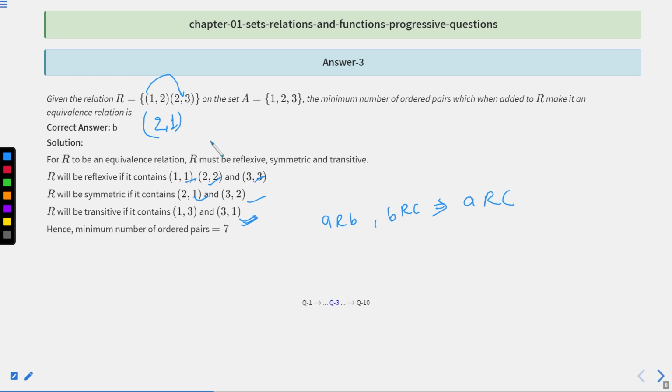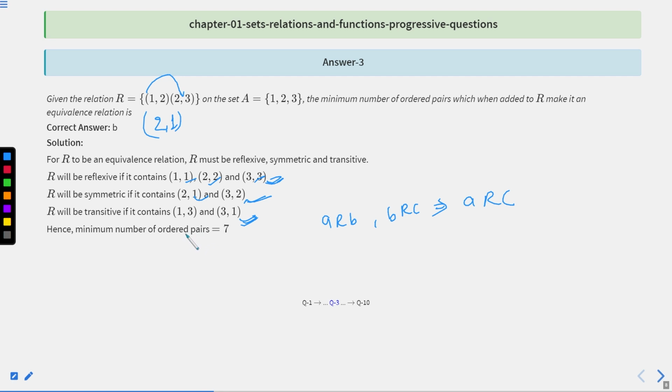Because (2, 3) is present, (3, 2) is present, so (2, 2) is present, and (2, 2) is already present, right? (1, 2) is present, (2, 1) is present, (1, 1) is already present, right? Now (3, 3) is present and (3, 2) is present, right? So (3, 2) must be present, and it is present, right?